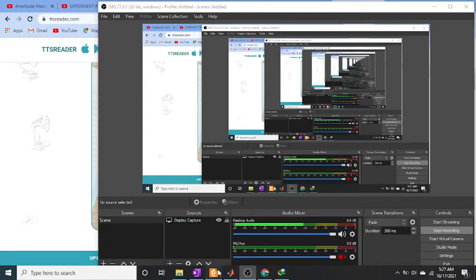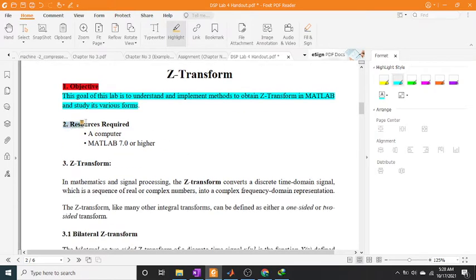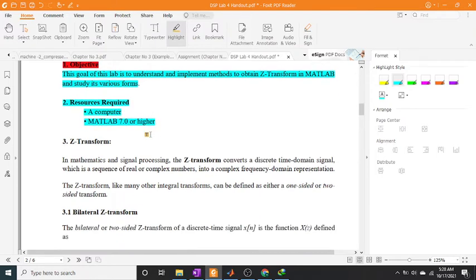1. Objective. The goal of this lab is to understand and implement methods to obtain the Z-transform in MATLAB and study its various forms. 2. Resources required. A computer. MATLAB 7.0 or higher.